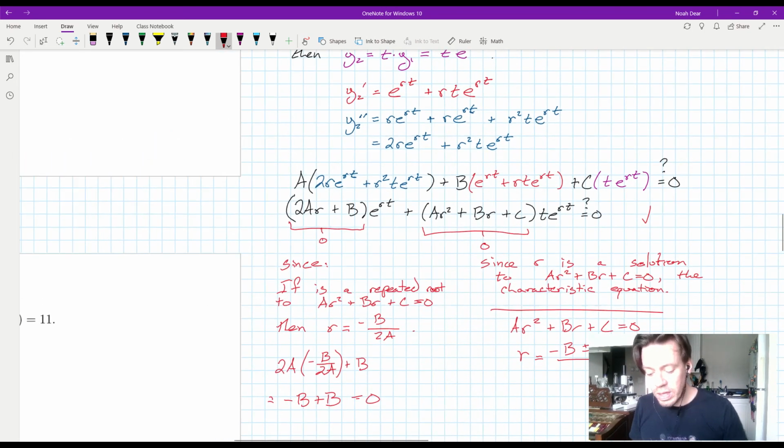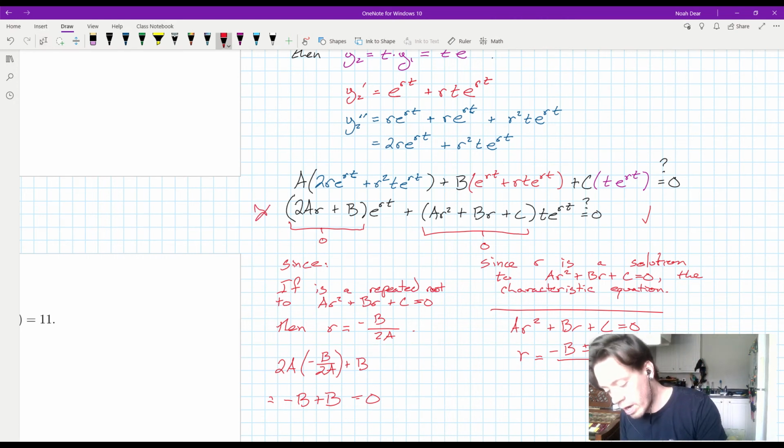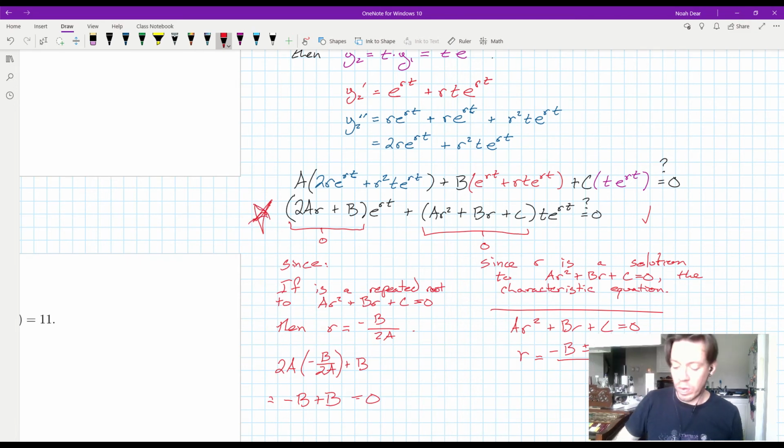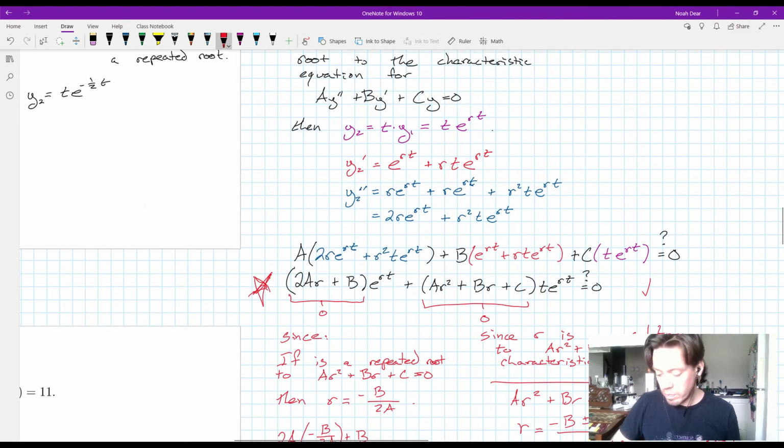And we also see that it only works, we can only plug that t in front, if the r value is repeated. Otherwise, that first piece that we just saw right here wouldn't end up being 0 if r wasn't a repeated root.